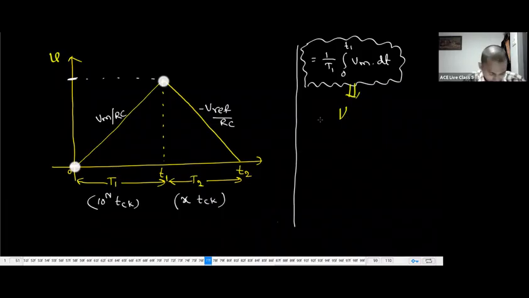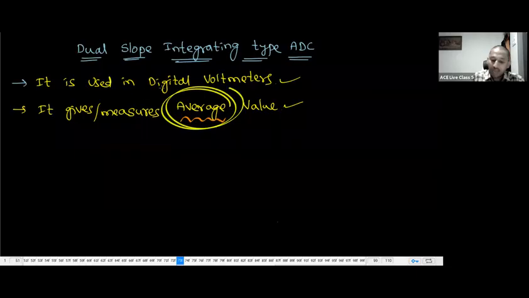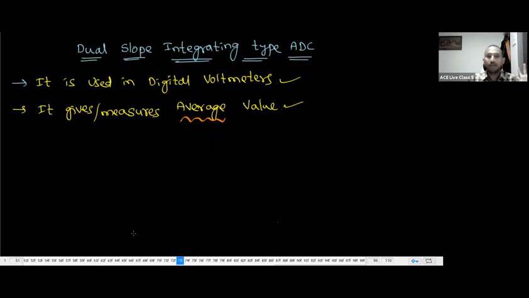Therefore, what can we say here? The dual slope integrating type ADC gives which value? Average value. Why? Internally, integration is happening over a period of a cycle. That is, taking the area means the average. That is why the dual slope integrating ADC always gives the average value of the given supply, just like PMMC in electrical instruments and dual slope ADC in digital instruments, average value will be given. This is a proof.